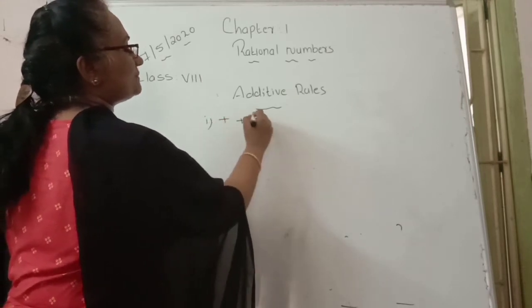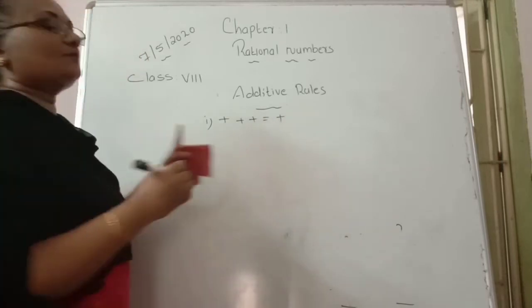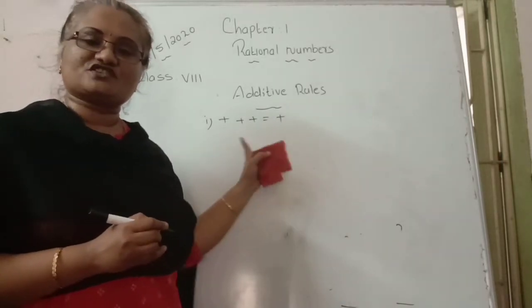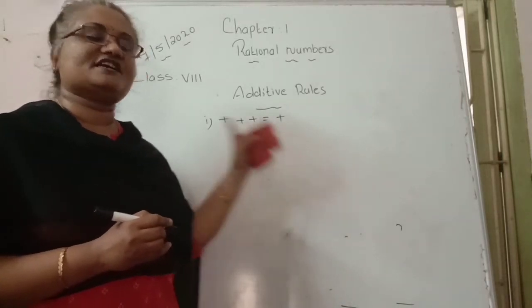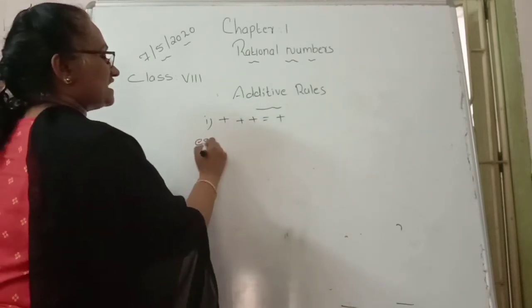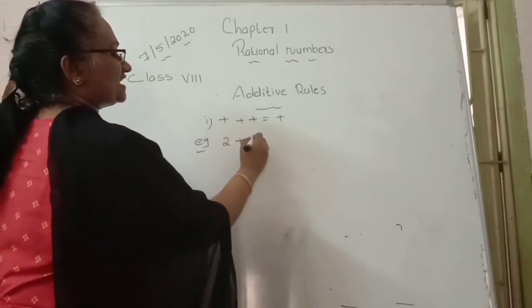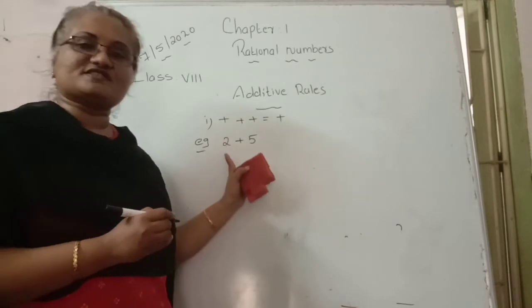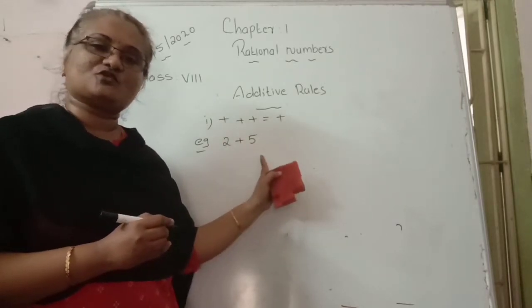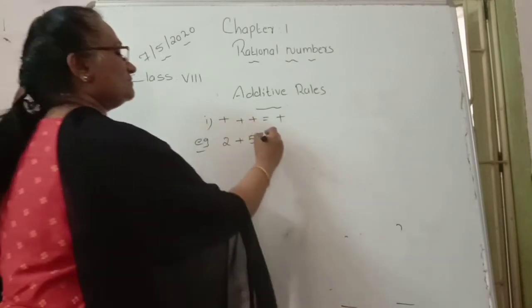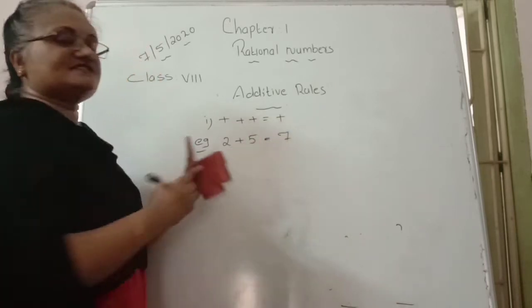When two positive numbers are added, we get a positive integer. Example: 2 plus 5. 2 is a positive integer, 5 is a positive integer. When both are added, we get a positive answer, 7.